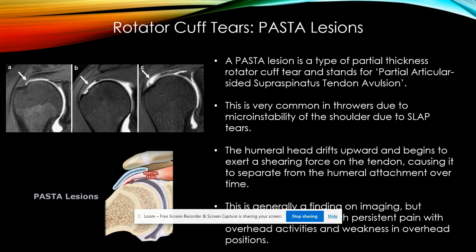So ultimately, this is going to be a finding on imaging. This is not something that we're going to be able to diagnose generally right off the bat, but we do need to know that this may be an incidental finding on MRI, and this may be something that can be symptomatic in patients that spend time in persistent overhead positions, particularly if we have someone that has a SLAP tear and they have persistent pain with overhead activities. A PASTA lesion may be to blame for those symptoms, particularly in combination with labral injury.